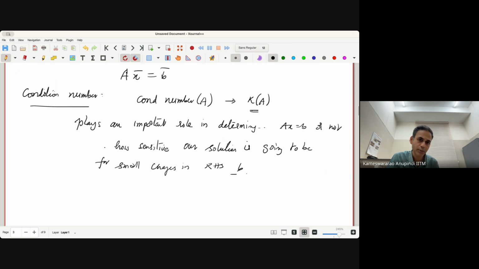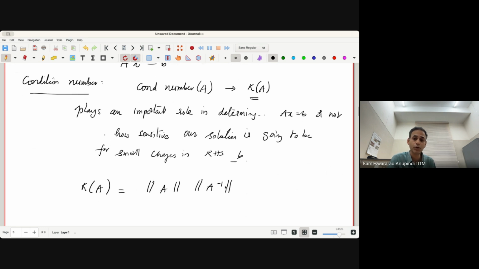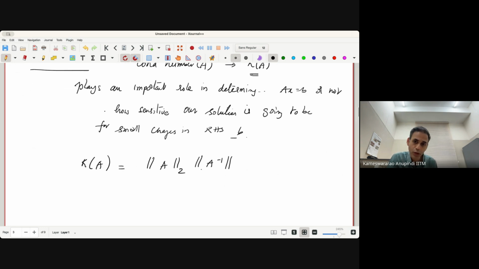So the condition number K of A is defined as the norm of the matrix A times the same norm calculated for A inverse. If you're going to write it for the 2 norm, it should be for the 2 norm. If you're going to write it for the 1 norm, it should be for the 1 norm. Or this is also equal to the norm of A times the norm of A inverse. Let's say this is the condition number based on the 1 norm.